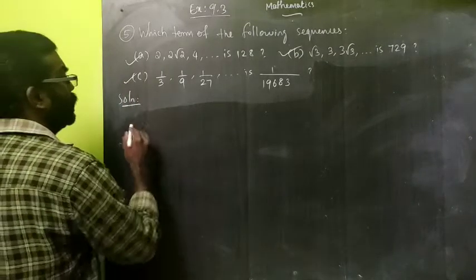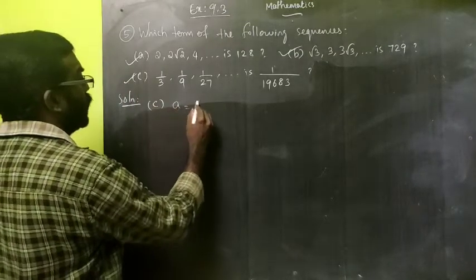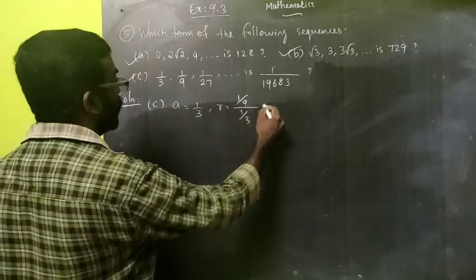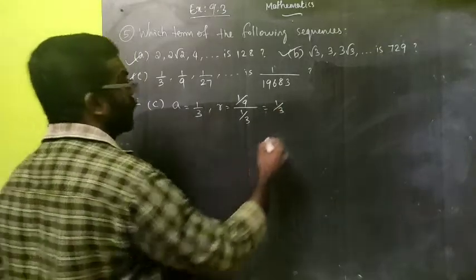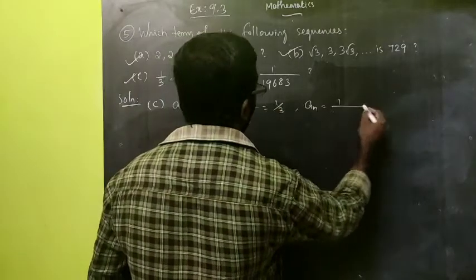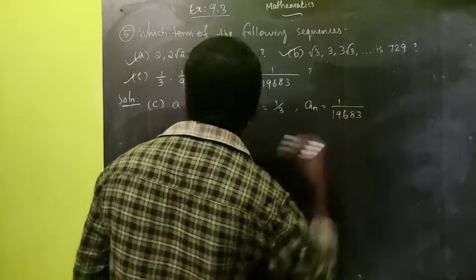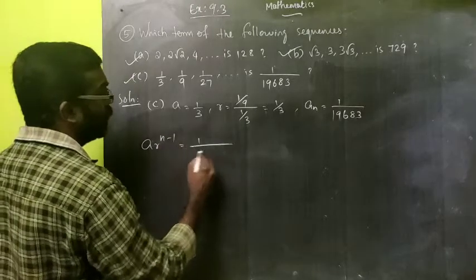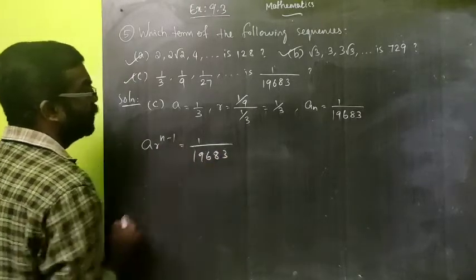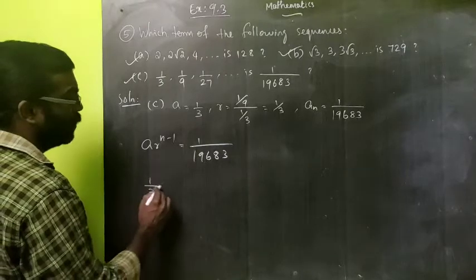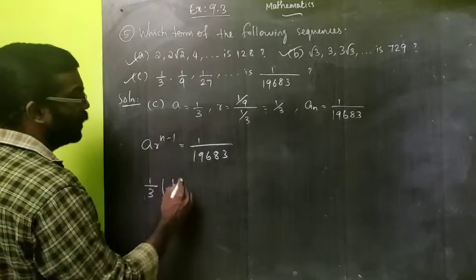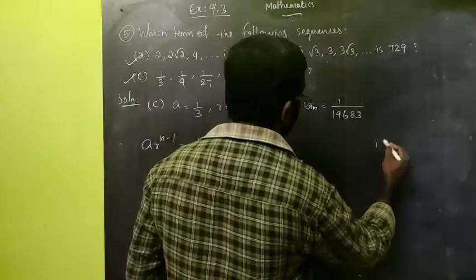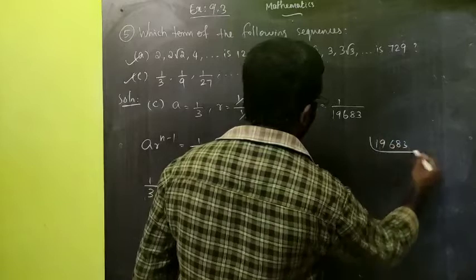And the third one is: a is equal to 1 by 3, then r is equal to 1 by 9 divided by 1 by 3, which gives 1 by 3. Then an is equal to 1 by 19683. Here also a r raised to n minus 1 is equal to 1 by 19683. A is 1 by 3, so 1 by 3 into 1 by 3 raised to n minus 1 is equal to 1 by, this term we can factorize, 19683 divided by 3.